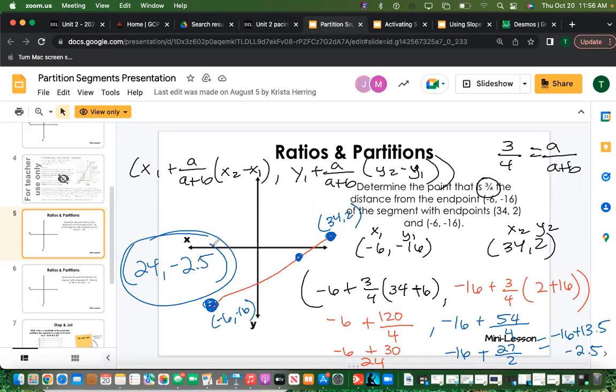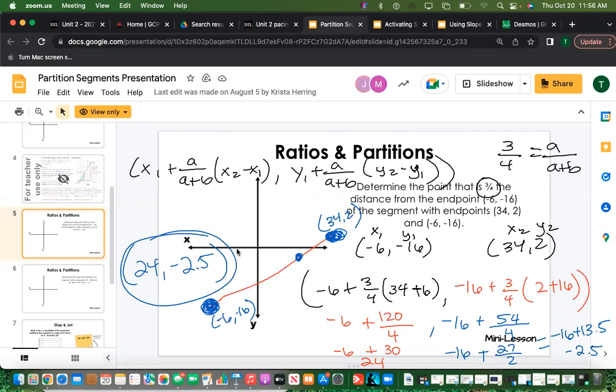So here it is again. I need you to hear me: don't look at it visually like that. We have a starting point and a finishing point, and we're going along this line 3/4 of the way, which is the point 24 comma negative 2.5. That is all we are saying. You're not going to use partitioning until you get into higher math, but you're being taught it now.